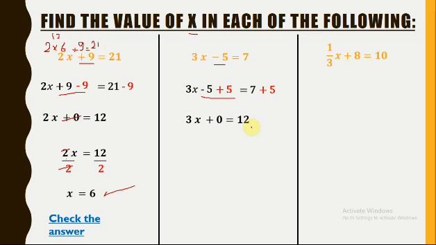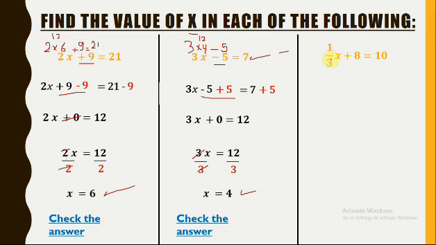7 plus 5 equals 12. Now we can say we have 3x equals 12. We have a problem in the multiplication. Divided by 3, keep the x. 12 divided by 3 equals 4. Check your answers. 3 times 4 minus 5. 3 times 4, 12. 12 minus 5, 7. Then x equals 4 is the right answer.